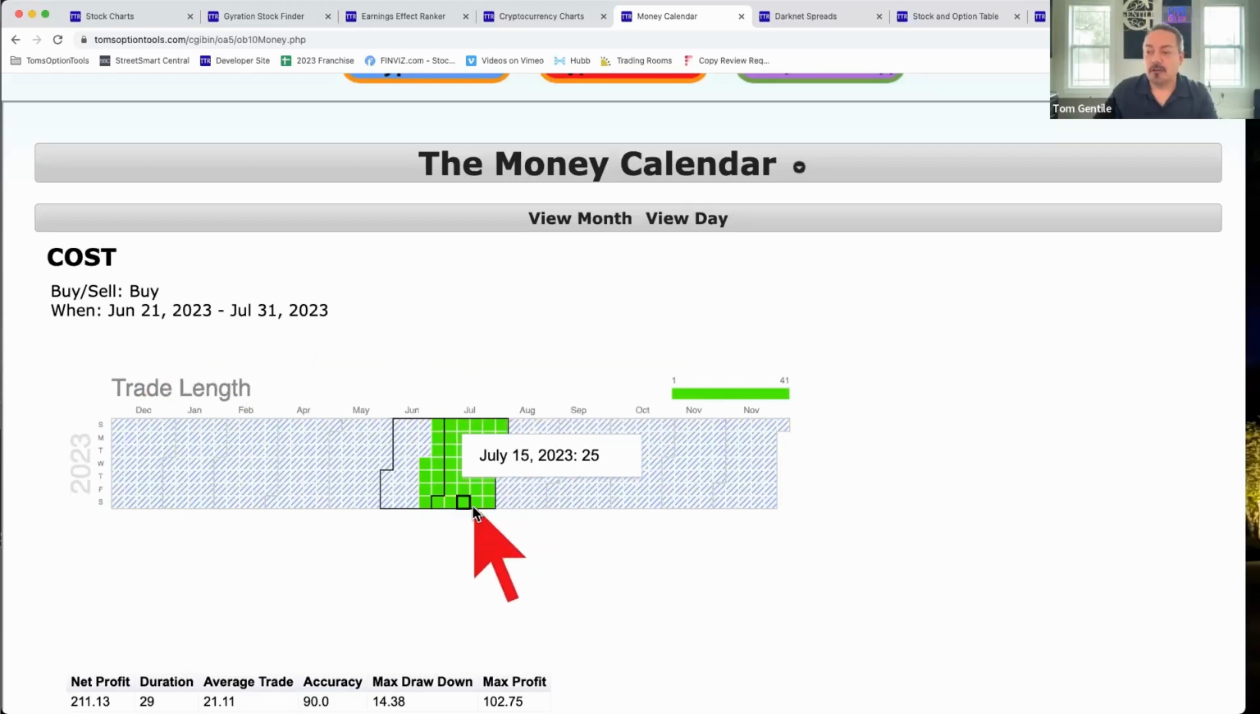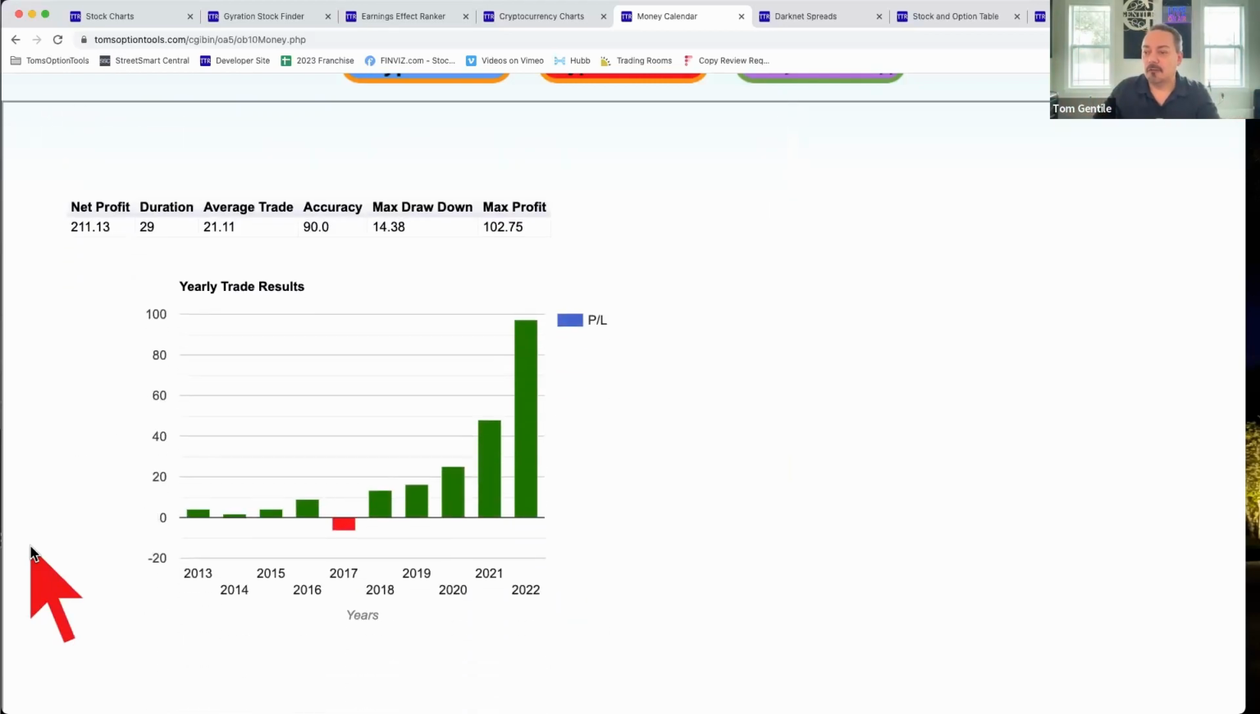I see all this green on the screen. It's gone back, and in the last 10 years, the software has determined, based on all these dates, backwards and forward, the sweet spot to be buying Costco at this time. This is the last 10 years of the results. Back in 2013, the stock was a lot cheaper than it is now, but it made $3.89 during this pattern. But look at the last 5 years: 2018, $13.34; 2019, $16.30; 2020, $25.01 during this one month pattern; 2021, $47.78; last year, $96.86.